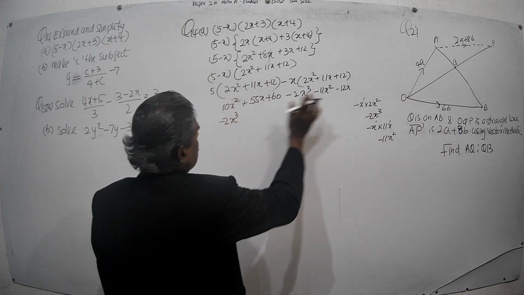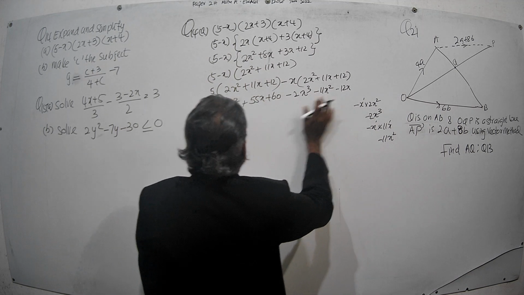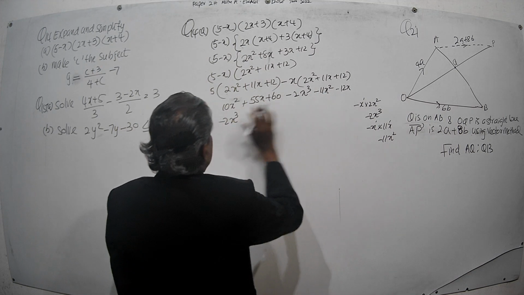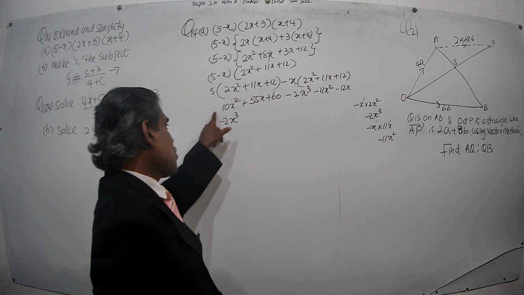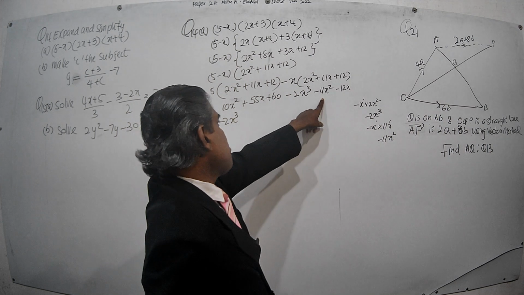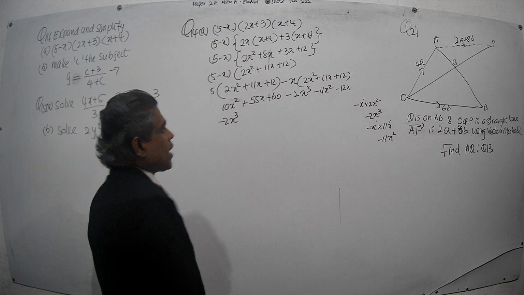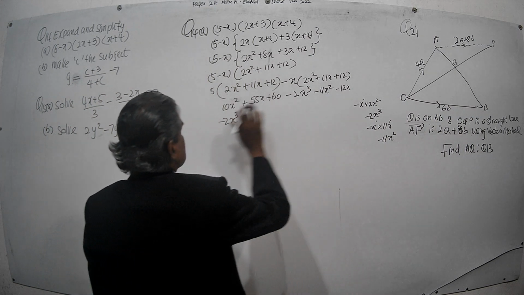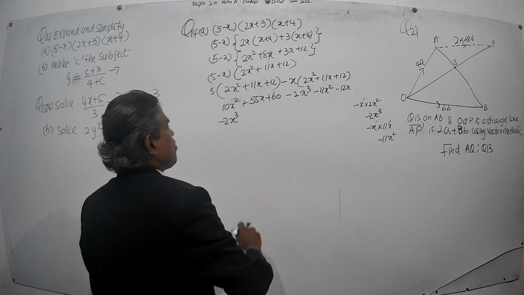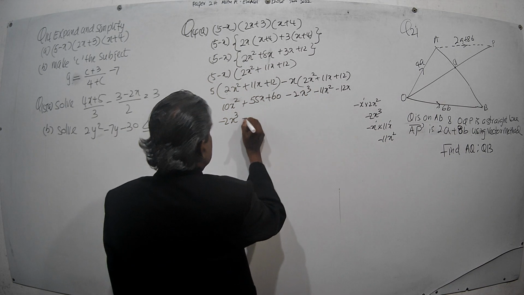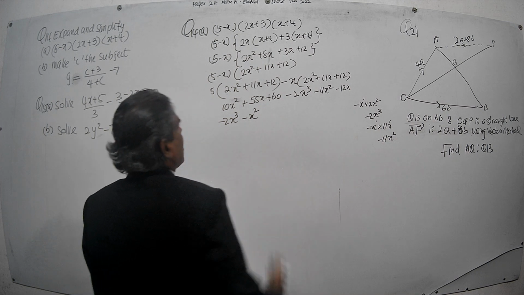Then there are two terms with x to the power 2: 10x squared and minus 11x squared. Both are x squared terms. They are like terms. They can be added and subtracted. Here 10x squared, here minus 11x squared. You have to subtract because the two like terms have different signs. Therefore, minus 1x squared, or minus x squared. Right.